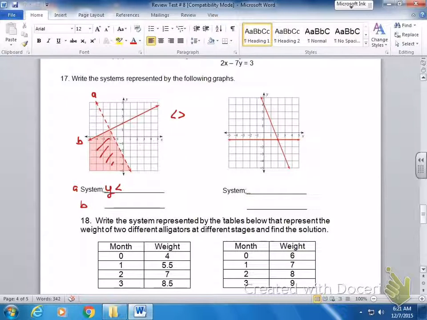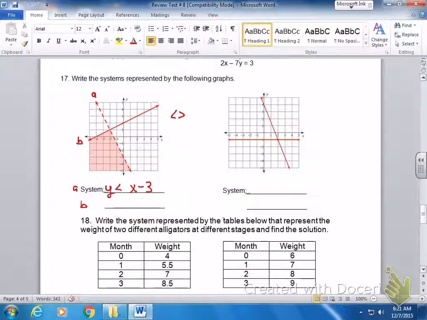So I need to find the slope of these lines, and I need to find the y-intercept. If I look at the y-intercept on my dotted line, it looks like it crosses the y-axis right here at -3. So that means I have a -3 on the end. I know I have my x. I just have to find the slope, and I've got it. I'm going to erase this a little bit here to keep it clean.